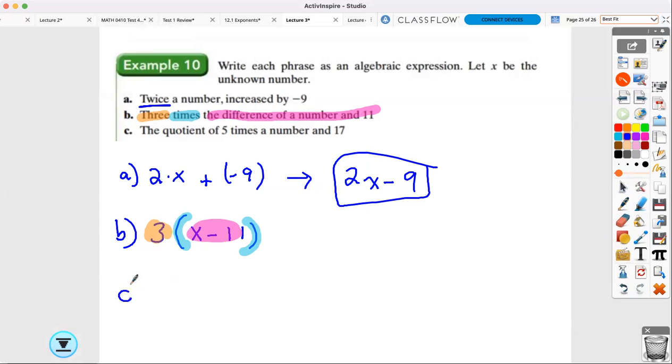Let's look at C. The quotient of, so 5 times the number is the top of the fraction, and 17 is the bottom. So 5 times the number is 5x over 17. And we're done.